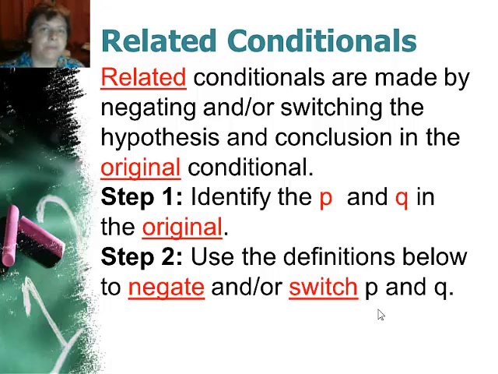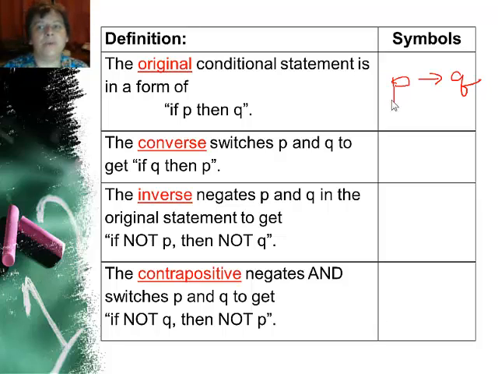Your original is if P, then Q. So the first step is to identify which one's P and which one's Q. Then we're going to use the definitions in the table to negate and or switch them. So again, the original is if P, then Q. The converse says we switch Q and P, so it's if Q, then P.